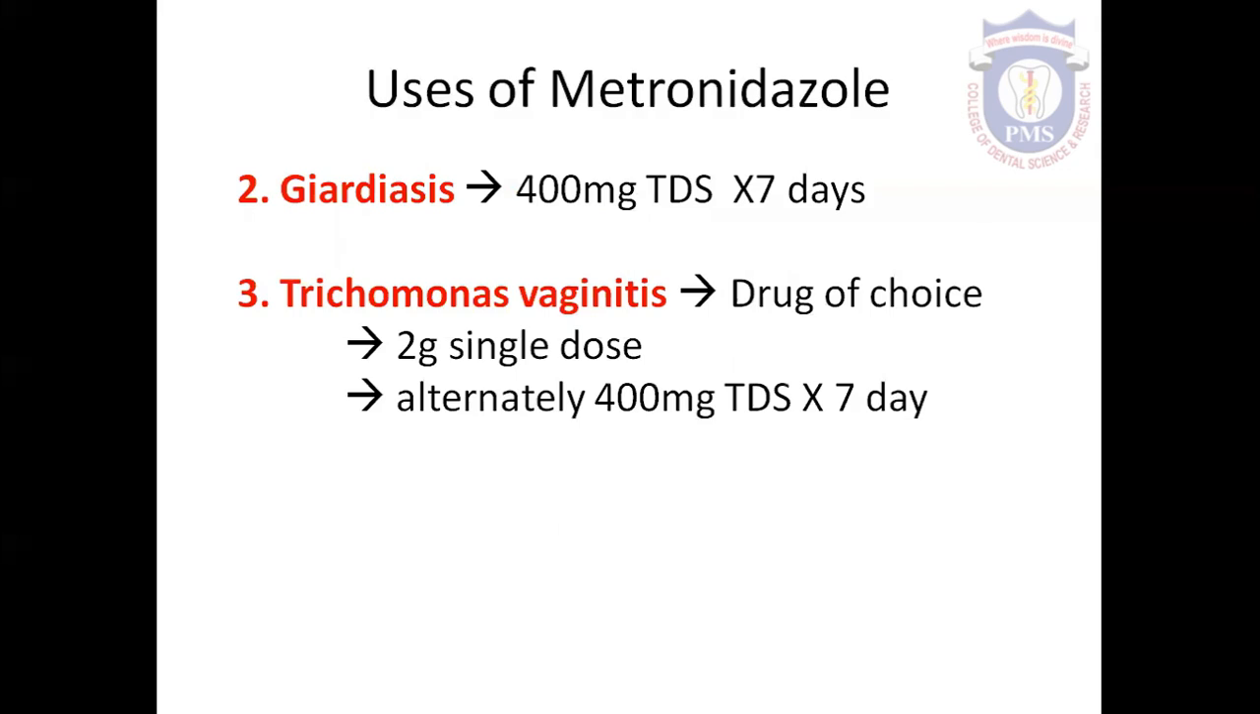In Trichomonas vaginitis, metronidazole is the drug of choice. The dosage used is either a 2 gram single dose, or you can give 400 milligram 3 times daily for 7 days. Important thing to remember is, if the case is recurring, we should treat the male partners and also may require intravaginal treatment if it is refractory cases.